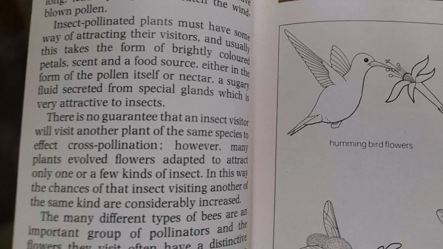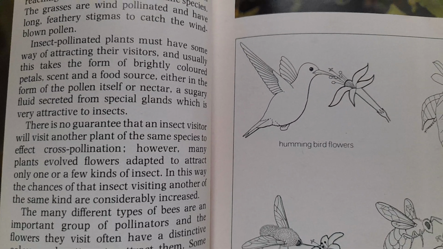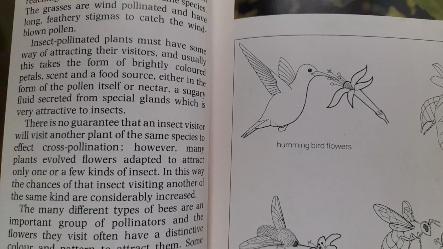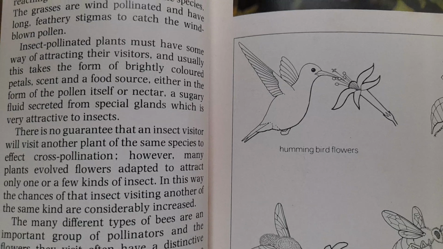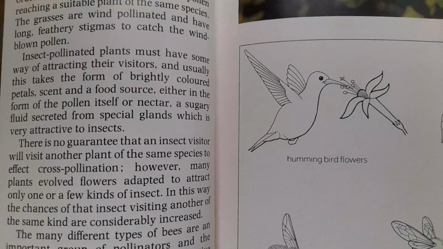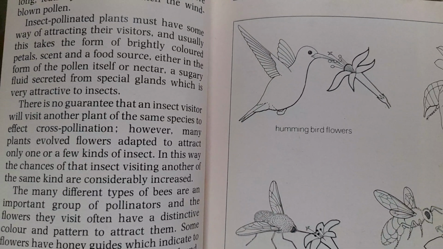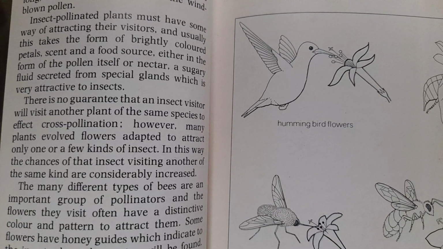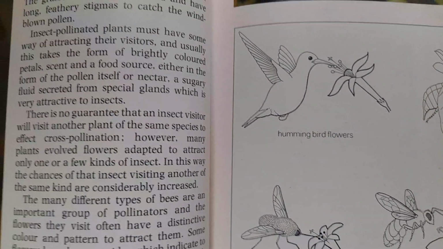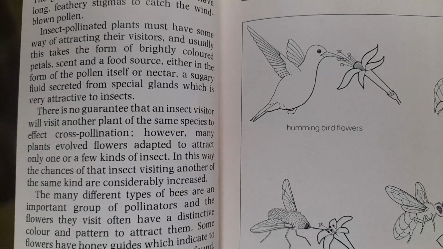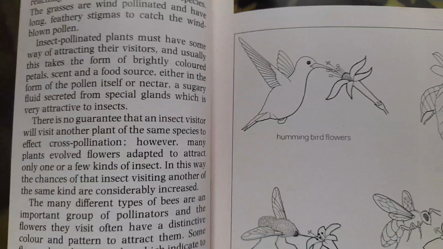However, many plants evolved flowers adapted to attract only one or a few kinds of insect. In this way, the chances of that insect visiting another of the same kind are considerably increased.